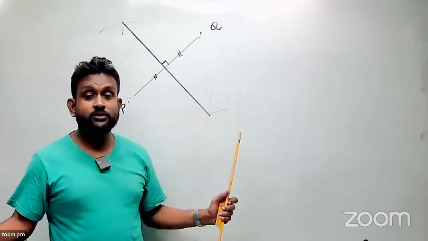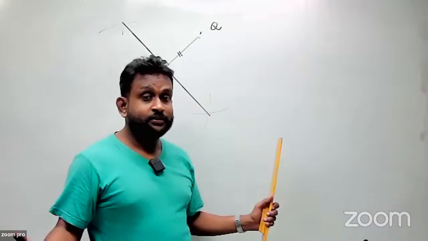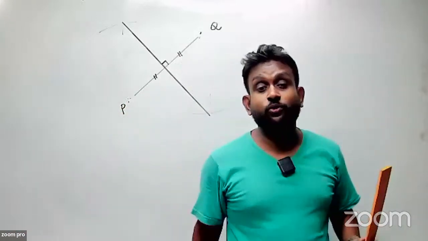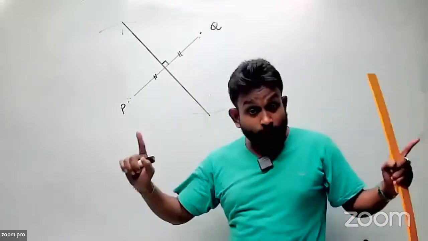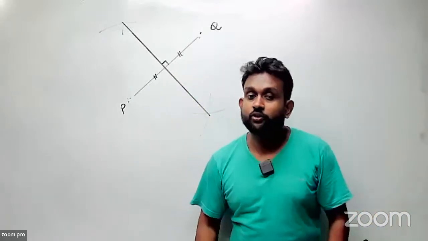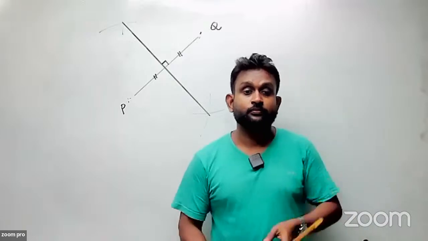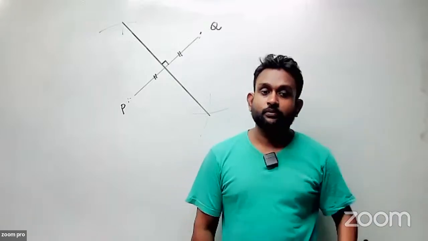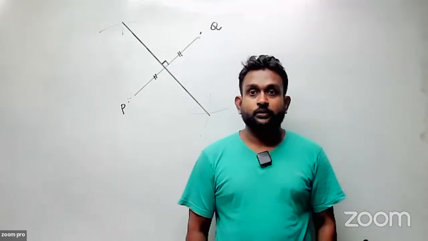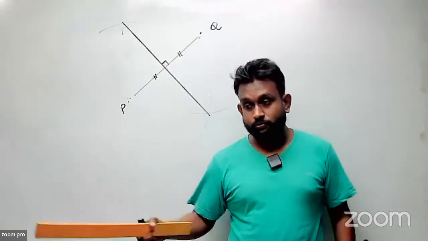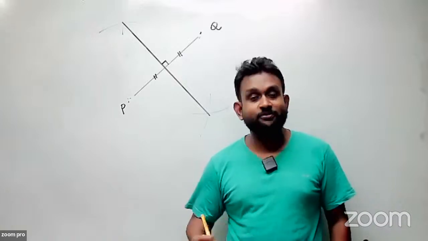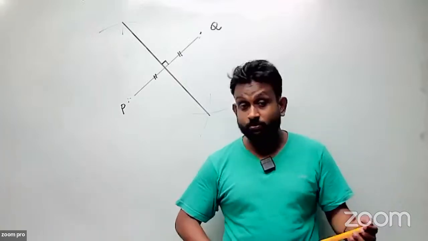When the points are given, then no need for the measurement. When we draw it, exactly this part is equal to this part. When the 2 points are given, no need for any measurement. If they ask us to construct P and Q, to draw a line segment, then we have to draw the line segment with the given measurement.